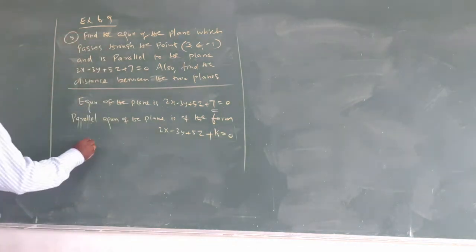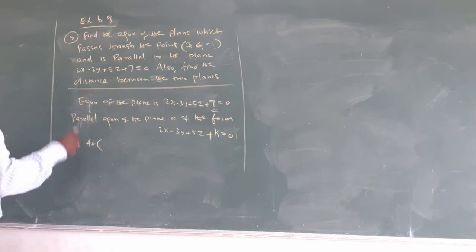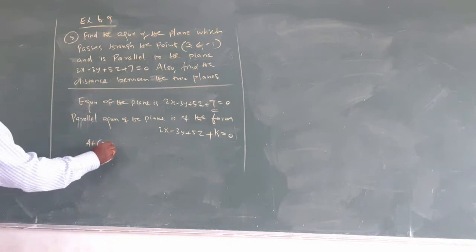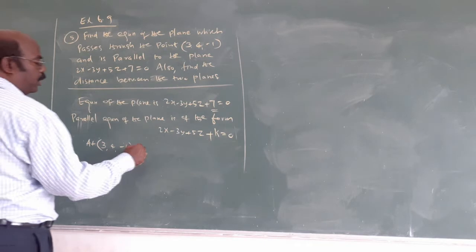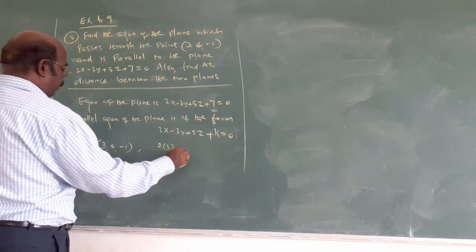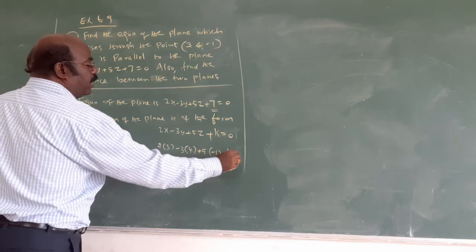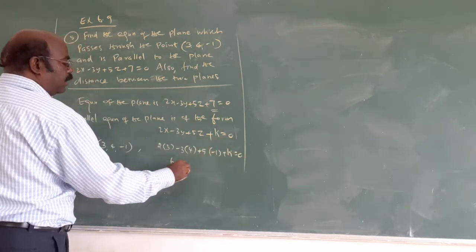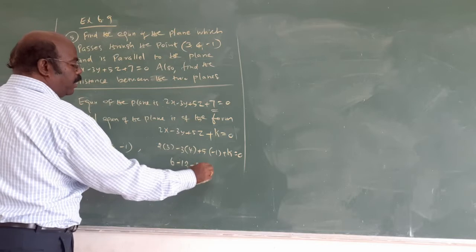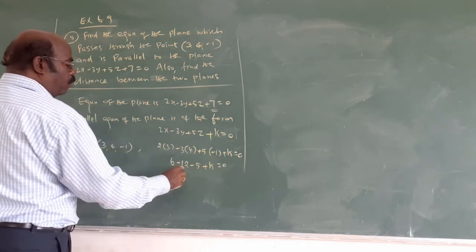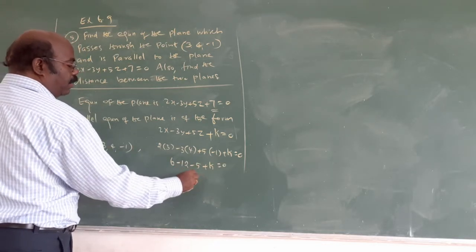Am I right? Now, what is the point given? Since it passes through the point 3, 4, minus 1, substitute here: 2 into 3, minus 3 into 4, 5 into minus 1, plus k equal to 0. 6 minus 12 minus 5 plus k equal to 0. Minus 11 plus k equal to 0. Am I right?